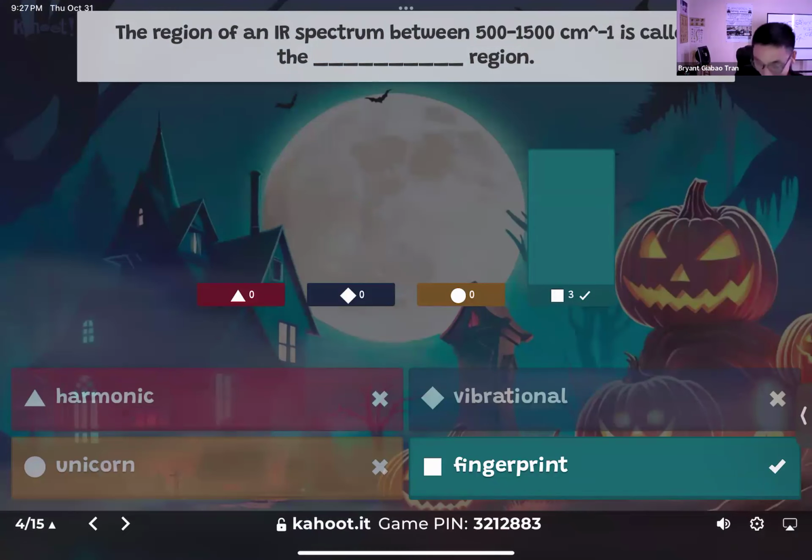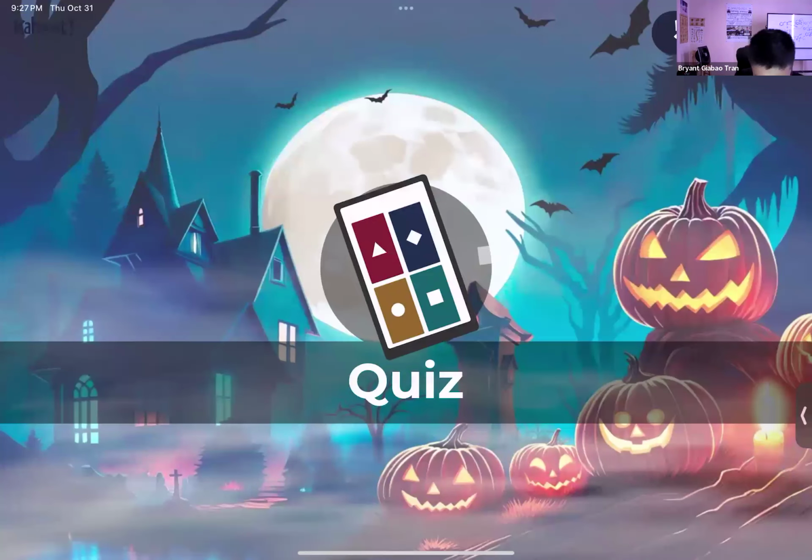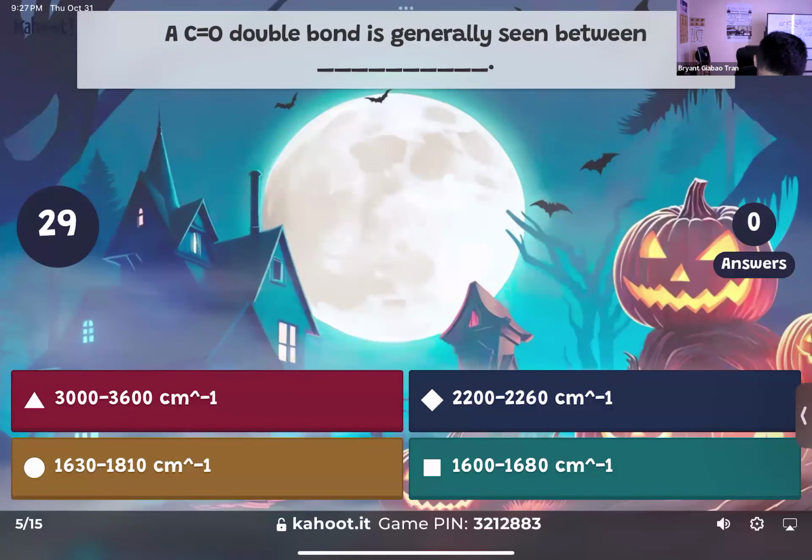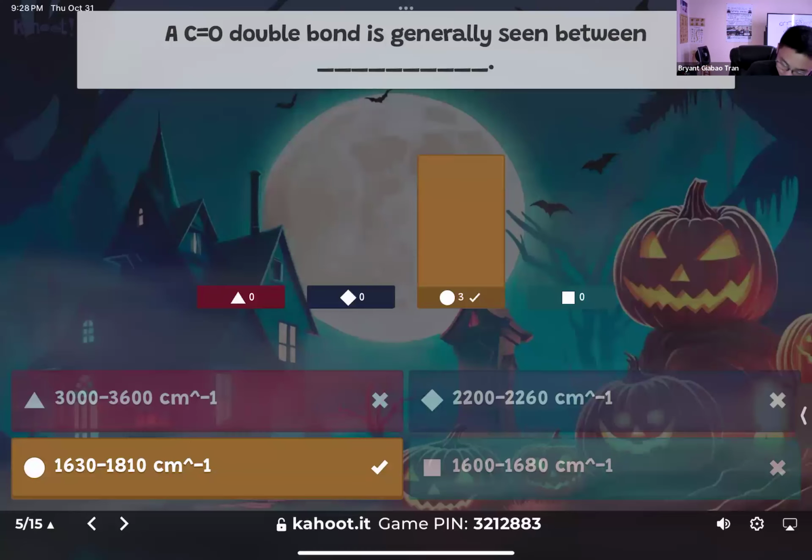Oh, nice. That was a quick one. Yeah, fingerprint region, not the harmonic, vibrational, or unicorn region. Be careful of this one. There is one that's very close, but not exactly. Nice, nice. The one that was very close is the C double bond O one. That's too low. The C double bond O would be around 1700.